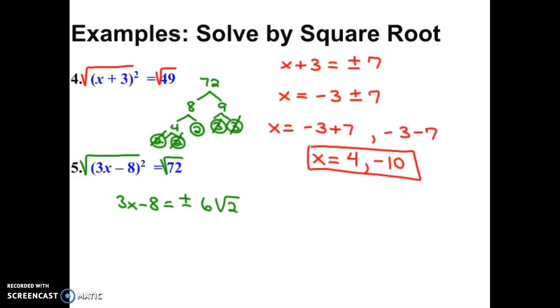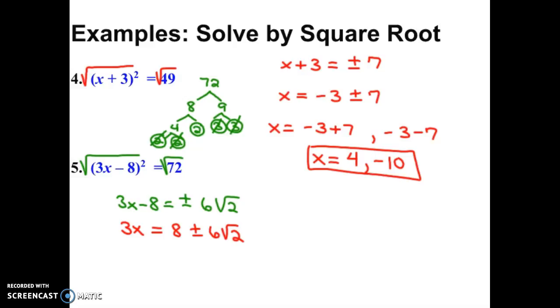In order to solve for x then, I need to get rid of 8 next. Since it's minus 8, it will become positive 8 on the other side. So if I move it to the other side, it becomes positive 8, and I still have that plus or minus 6 radical 2. Unlike the last problem, I cannot add 8 and 6 radical 2, so I just have to leave it like it is.